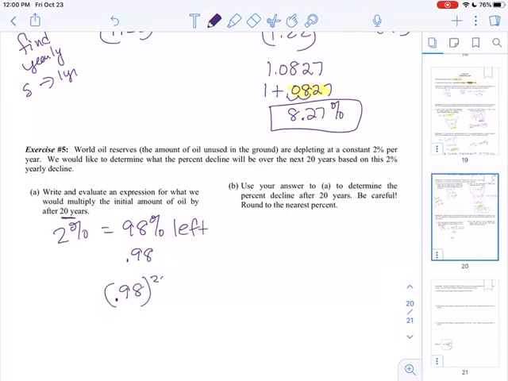I'm going to move that decimal over. I want to find out what it is after 20 years. So I'm going to take that 0.98 and do it to the 20th power. 0.98 to the 20th power is 0.6676. You can pause this to try it in your calculator. That's the fraction of oil left after 20 years.